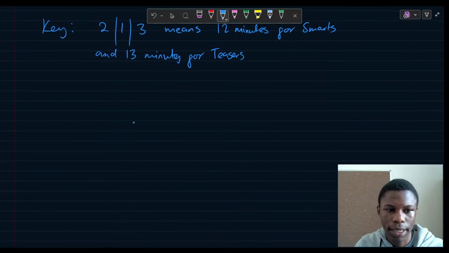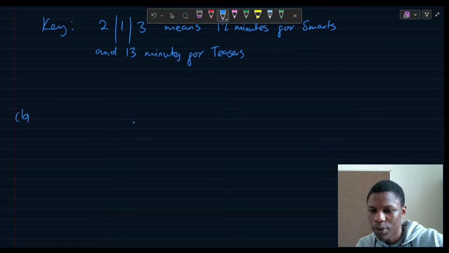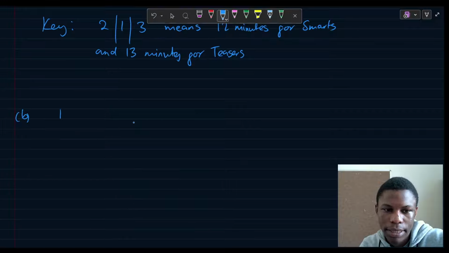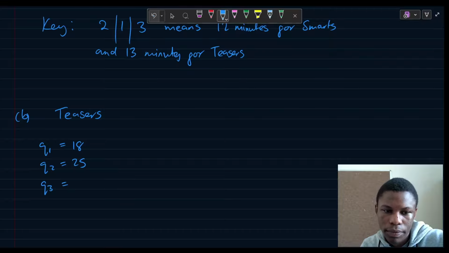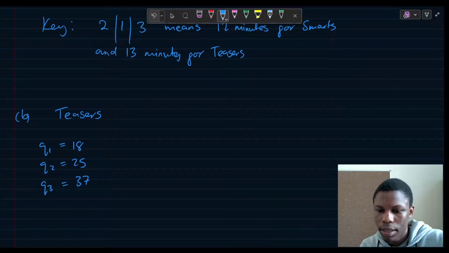Now we are told that for the Teasers, the lower quartile Q1 is 18. The median Q2 is 25 minutes. And the upper quartile Q3 is 37. On a single diagram, draw box and whisker plots for the 2 teams.